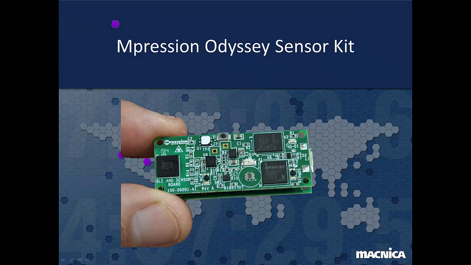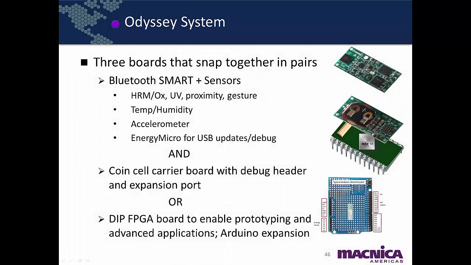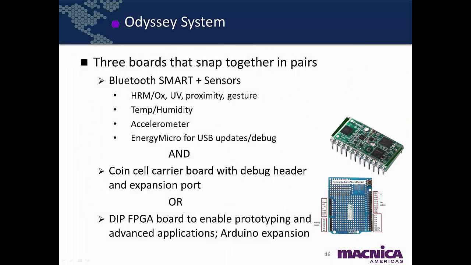Now that you have a basic understanding of what Bluetooth Smart is and are now familiar with a few of the modules Broadcom has to offer, how can you take the next step into creating your own Bluetooth Smart device? Mpression's Odyssey Bluetooth Smart Sensor Kit is the perfect way to get started on your design journey. The Odyssey Bluetooth Smart Sensor Kit allows you to create a custom Bluetooth LE device in minutes. It combines sensors for ambient light, UV light, proximity, gesture, pulse rate, temperature, humidity, and acceleration. It is designed with a USB-enabled microcontroller and a Broadcom BCM20737S Bluetooth SMART module for connectivity.